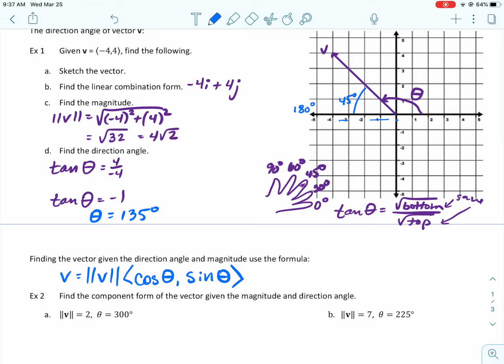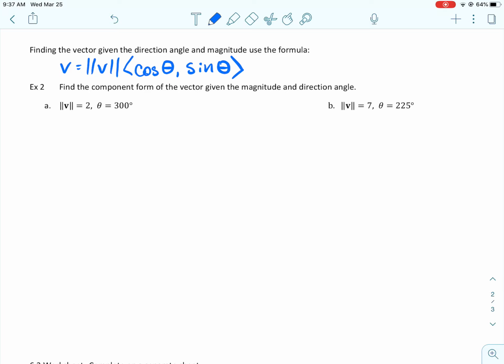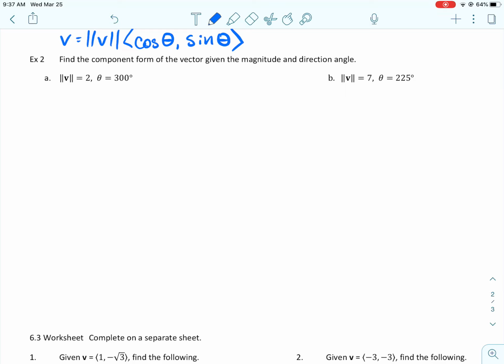All right, so multiplying the magnitude by the cosine of theta does give you the horizontal component. And that makes sense. If we made this into a right triangle, the cosine is going to give you this part right here, and the sine is going to give you that part right there. So hopefully it makes sense to you why this formula works.